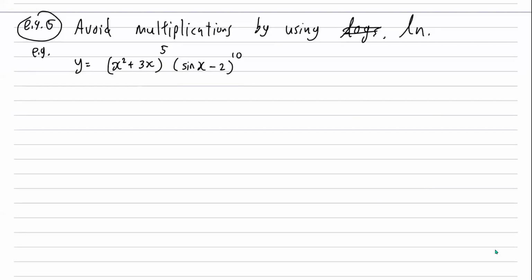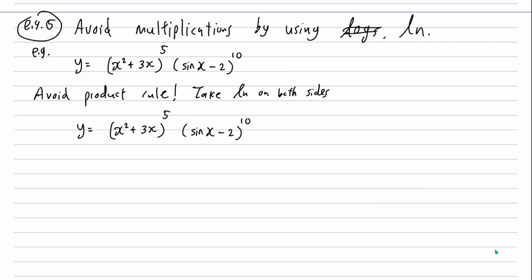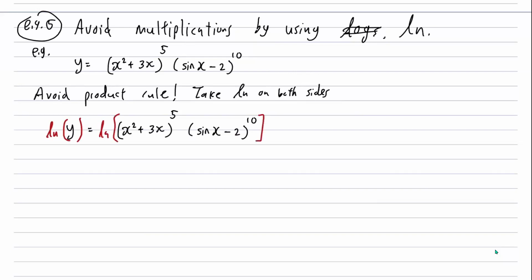What I want to show you next is, instead of differentiating directly using product rule, avoid product rule. What we want to do is to take a ln on both sides. What do I mean by ln on both sides? I mean, for this equation, you can introduce a log base e, which is called ln, on both sides of the equation like this. Can you see?